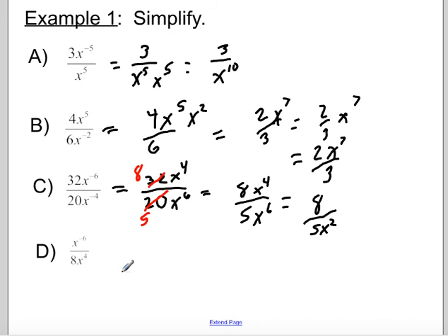Alright, so now let's come down here and look at letter D. It's x to the negative 6, and then it's over 8x to the fourth. Well, the 8x to the fourth, they do not move. There's no negative powers. But that x to the negative 6, I can flip it down and it becomes x to the 6 down here. And so I need a placeholder of 1 up at the top. So if I combine the x's down there in the denominator, 4 plus 6 is 10, so I get 1 over 8x to the 10th.